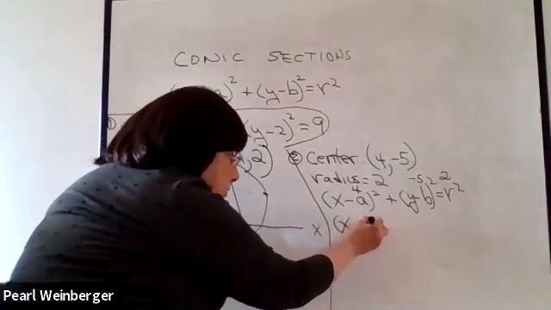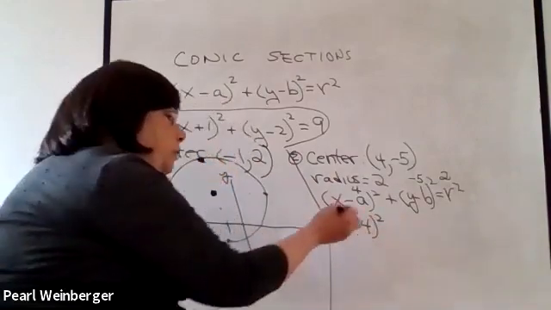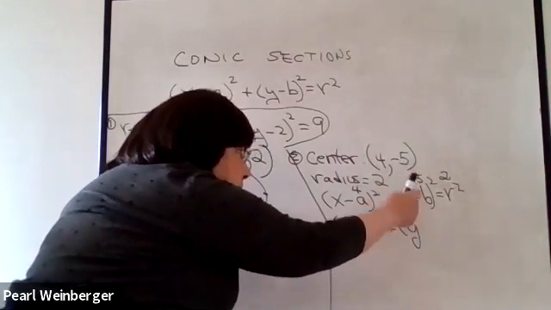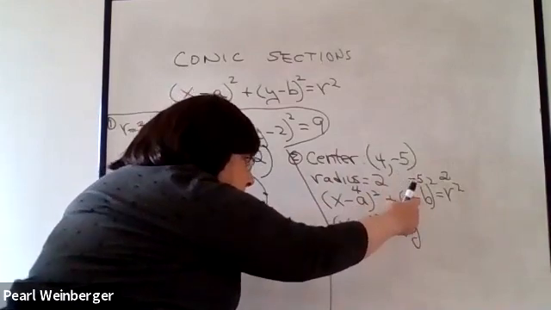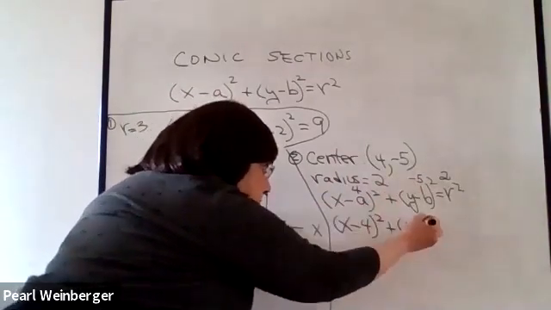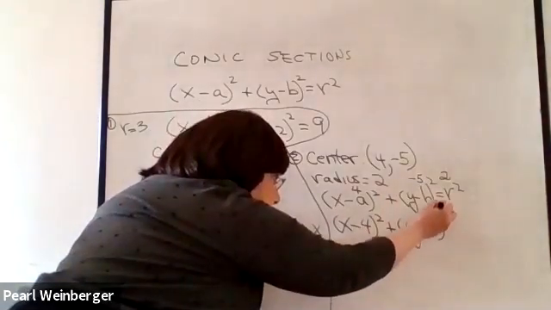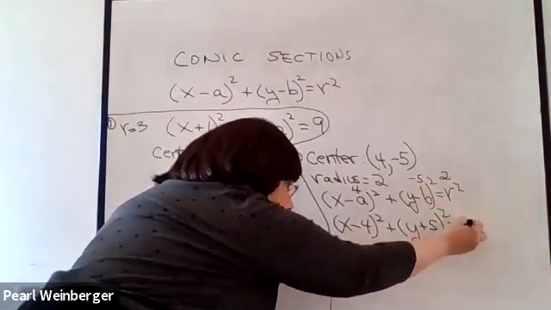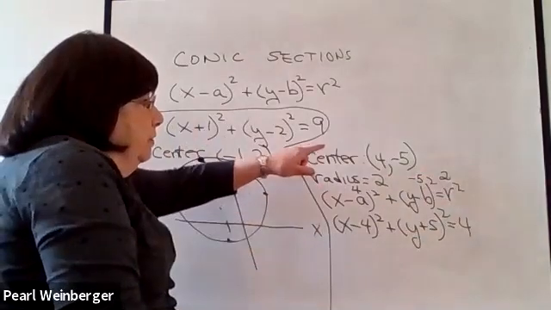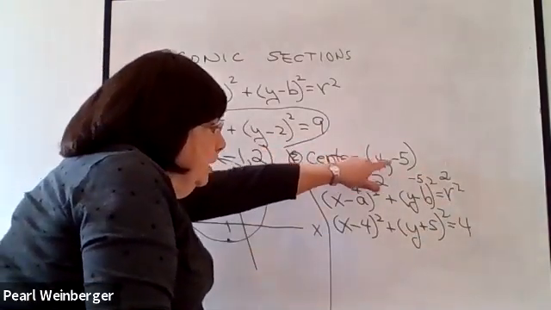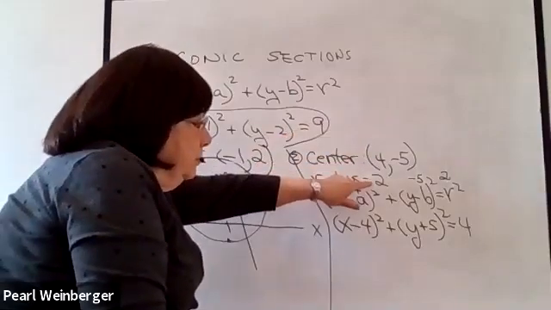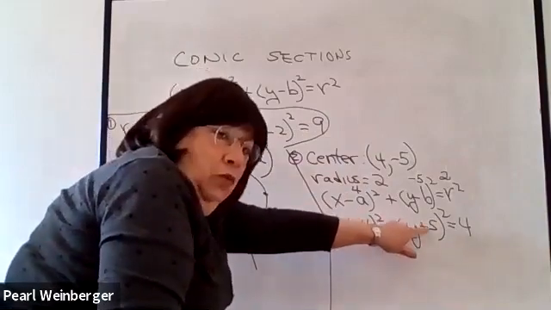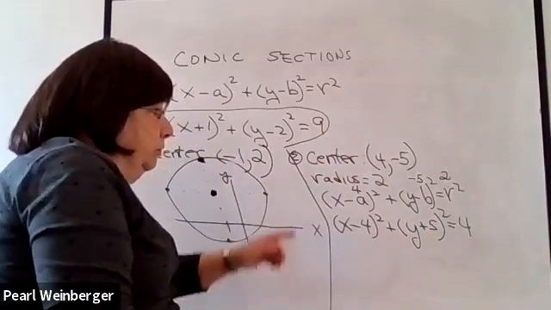x minus 4 squared plus y minus -5. Notice there are two negatives here. A minus a -5, which becomes a +5. And that equals r squared. Remember the r is 2, so r squared is 4. The equation of the circle whose center is 4, -5, and whose radius is 2 is x minus 4 squared plus y plus 5 squared equals 4.